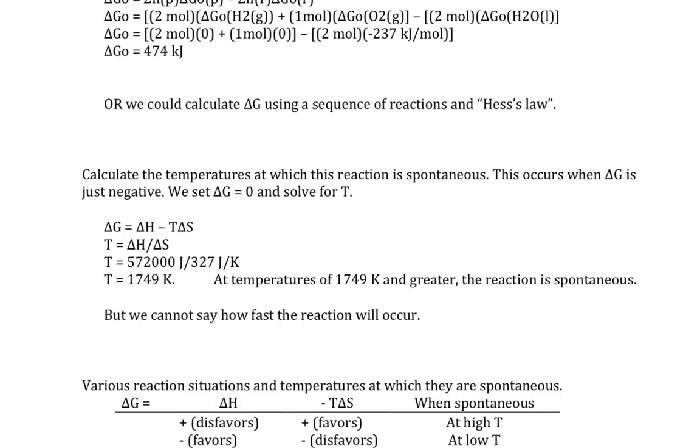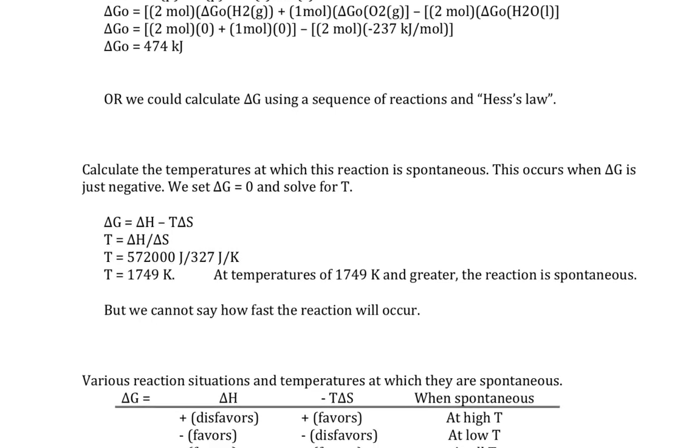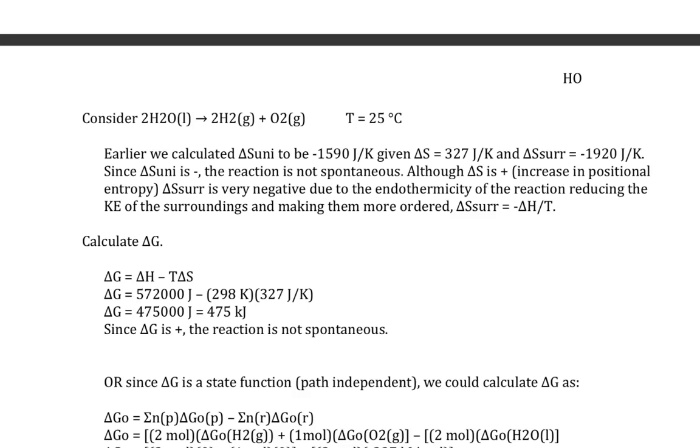Okay, now we set delta G equal to 0 and we solve for T. So we get T is equal to delta H over delta S. We put in our delta H from above, 572,000 joules. We put in our delta S from above, 327 joules per Kelvin. The joules cancels out. We have 1 over Kelvin, which is Kelvin, and our number is 1749.